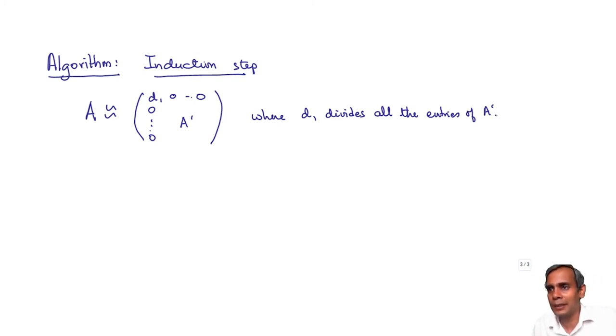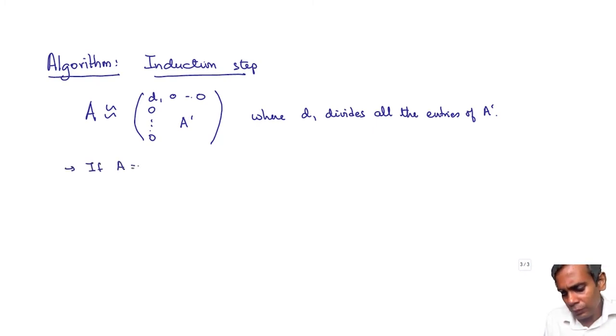Once we do this induction step, we can repeat it on the submatrix A prime, and when we do row and column operations only on the submatrix A prime, it will not affect the first row of A or the first column of A. And so we can proceed inductively till this smaller submatrix becomes zero, or the matrix A itself is exhausted, and we will definitely end up with a Smith canonical form. So firstly, okay, so here's the algorithm.